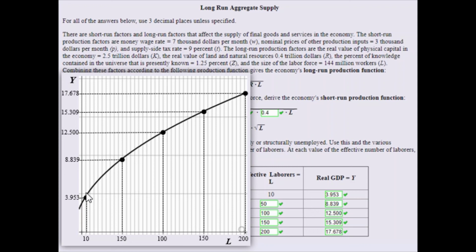And again, notice the production function bends. And it's bending because our production lines are getting more and more congested, and it's harder to perform work. So you can't be as productive, right?